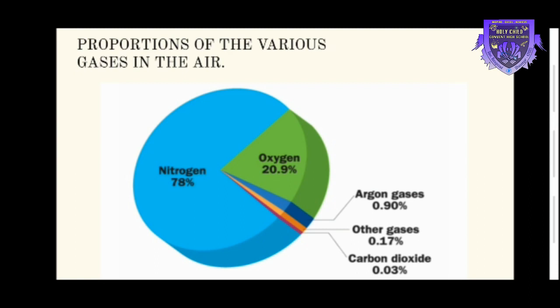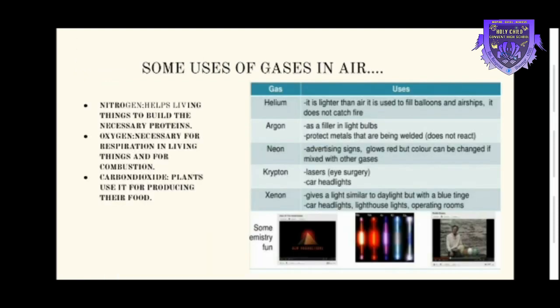Proportion of various gases in the air. Nitrogen 78%, oxygen 21%, argon 0.90%, other constituents of air 0.17%, carbon dioxide 0.03%. Now, some uses of gases in air.